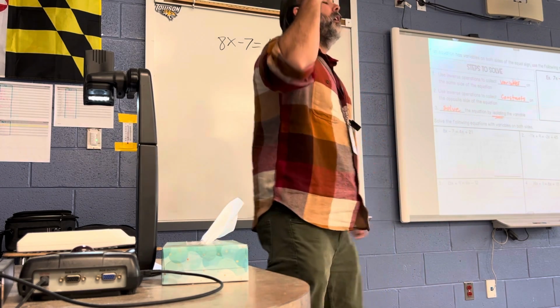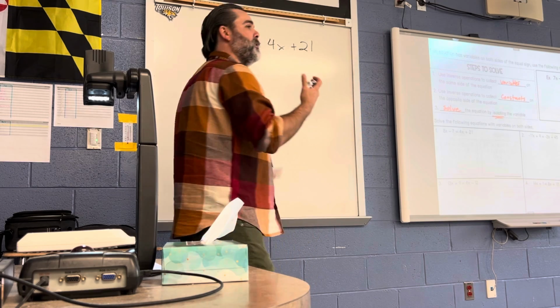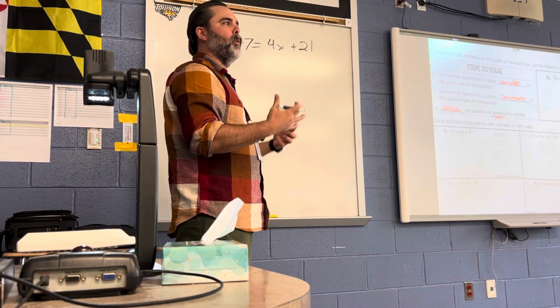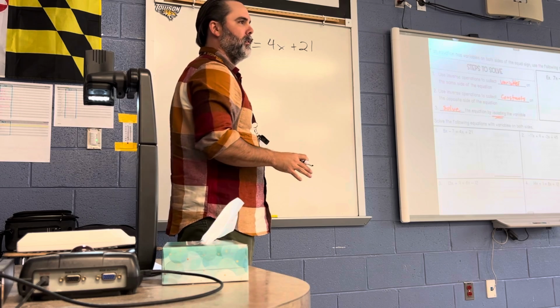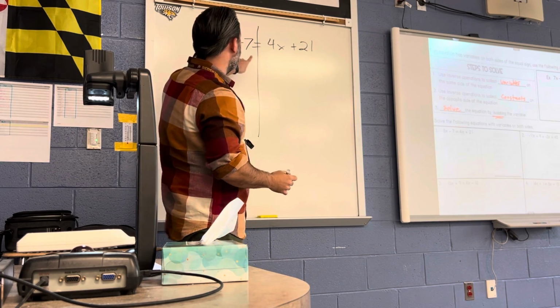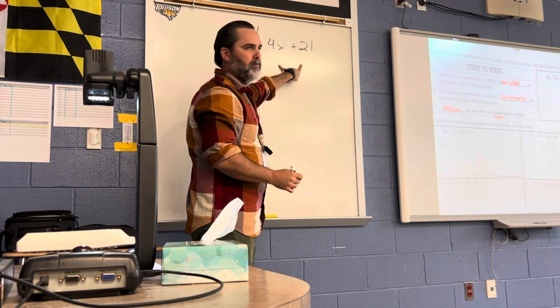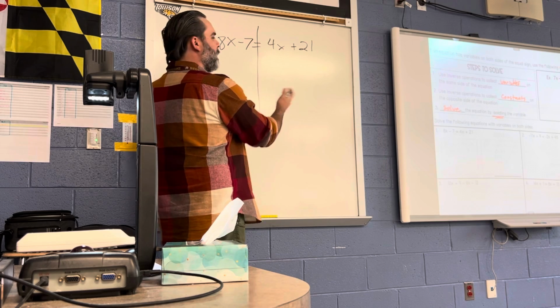We have variables on both sides, yes? So we've got to collect the variables on one side and collect the constants on the other. Alright, so here's the two sides of the equation. Can this side be simplified? No. Can this side be simplified? No. Alright, so which variable should I move?